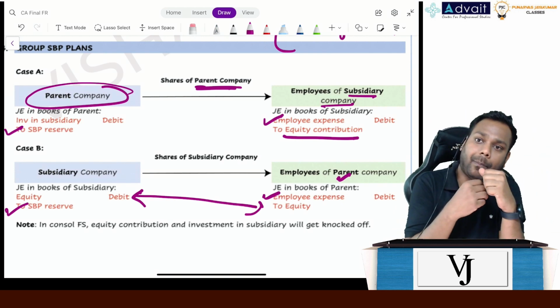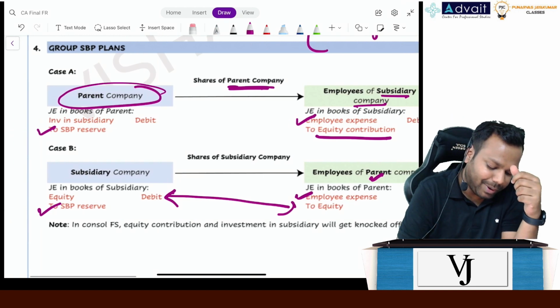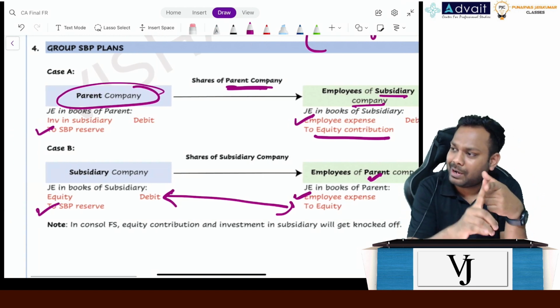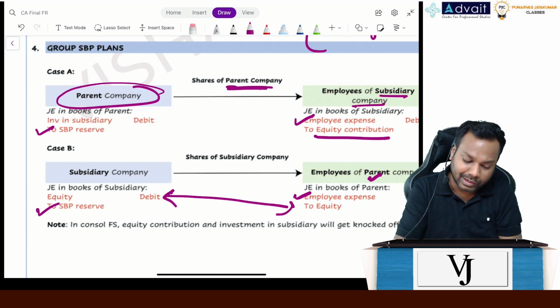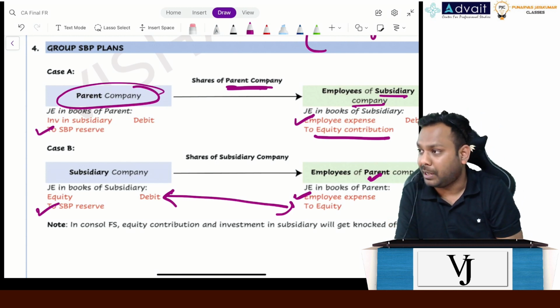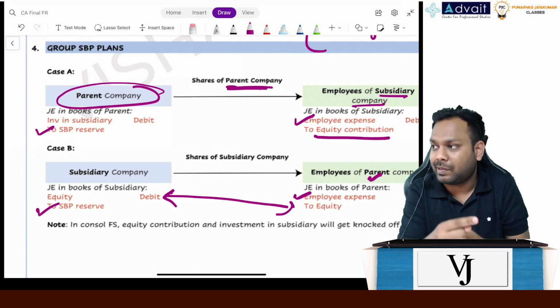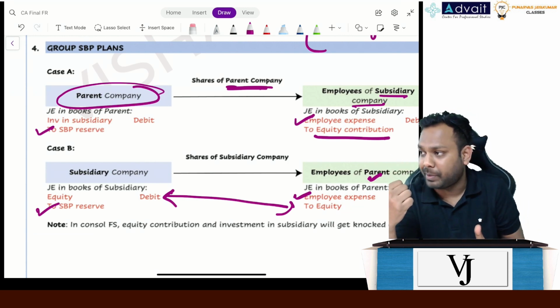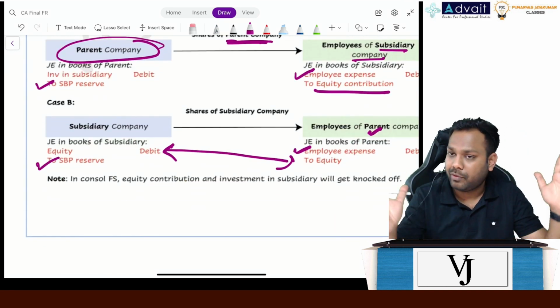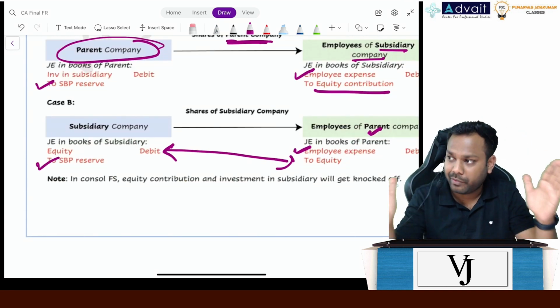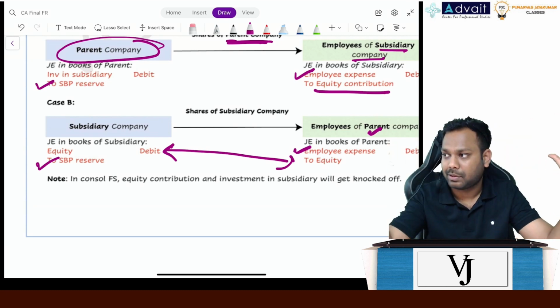Okay. Now, if you go practically, what you will see, parent company is recording the expense and parent company is recording the reserve. And at the end of the year, it will cross charge this expense to the subsidiary company. Basically, it will reverse all the expenses and transfer all the expenses to the subsidiary company. Okay. So that's what will happen. I believe it is clear. Now, when we prepare consolidated FS, everything will get knocked off and clear.